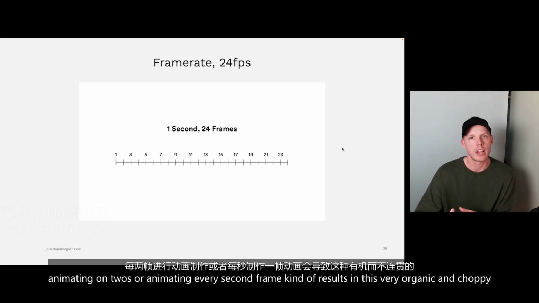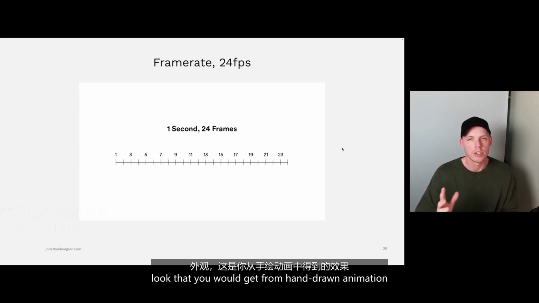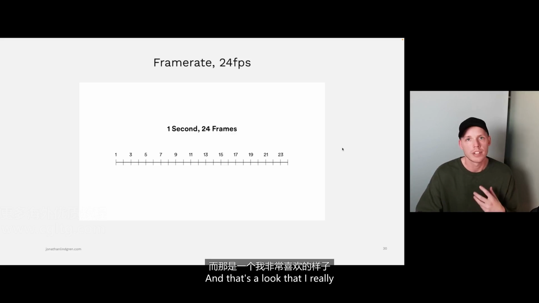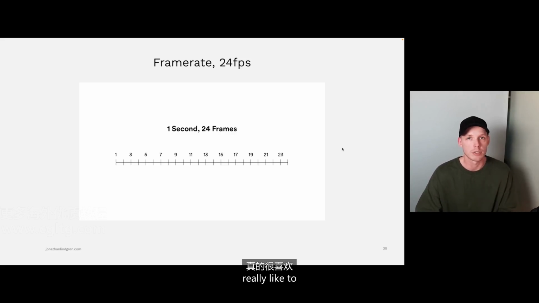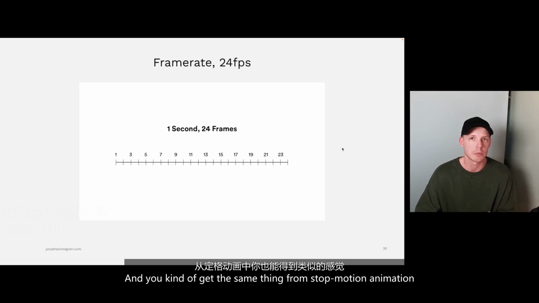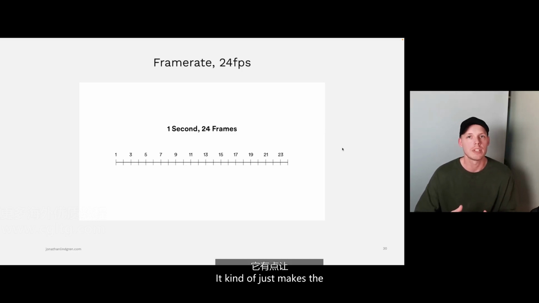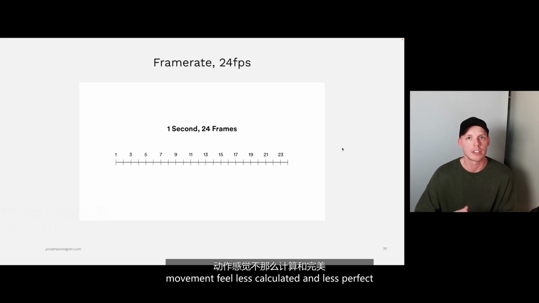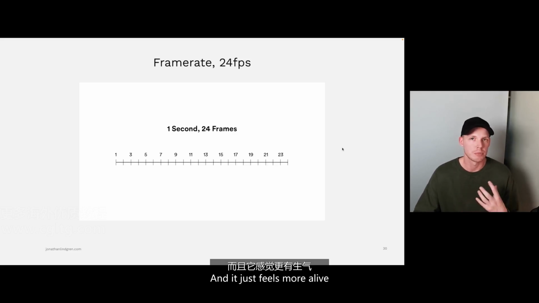And animating on twos, or every second frame, results in this very organic and choppy look that you get from hand-drawn animation. That's a look that I really, really like to watch. And you get the same thing from stop motion animation. It makes the movement feel less calculated and less perfect, and it just feels more alive, I think.